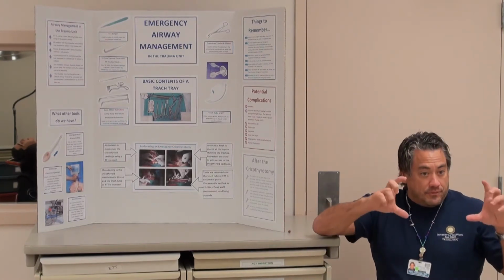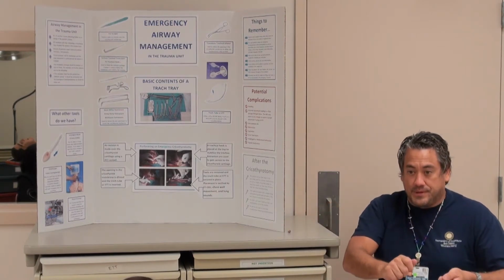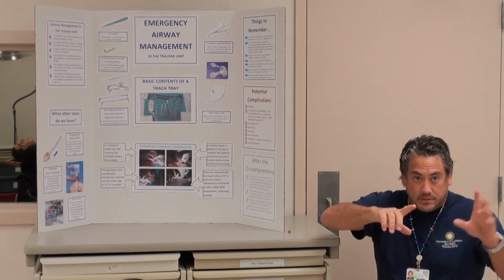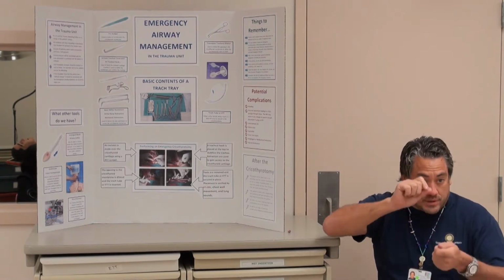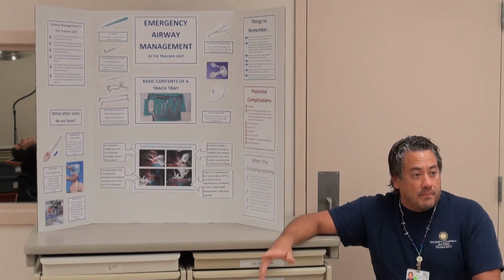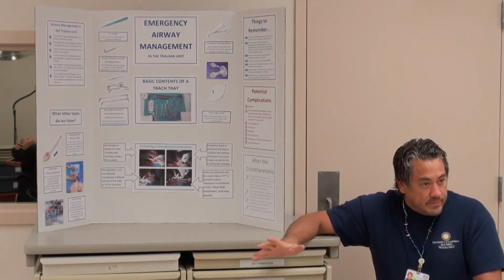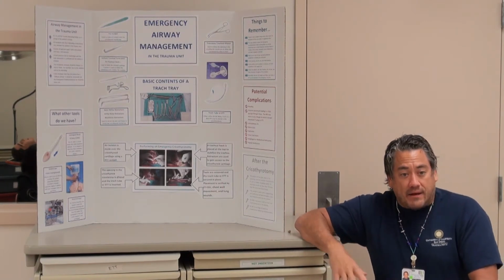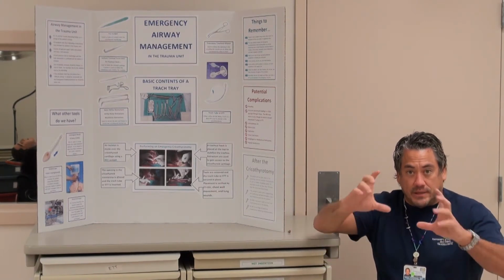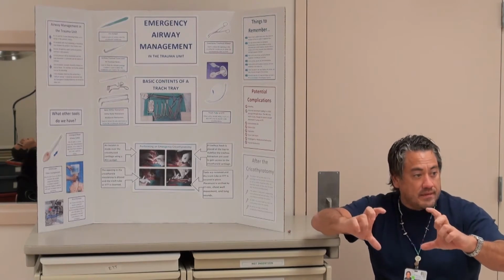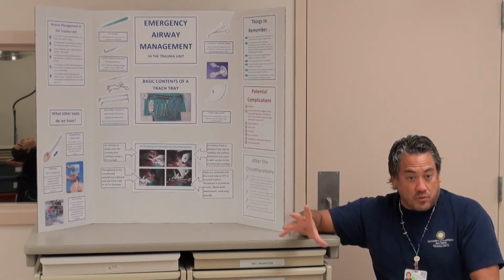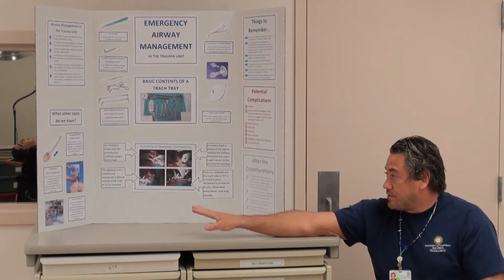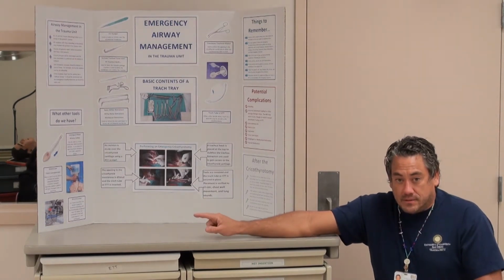What that is, it's like a little video monitor. They put the tube in, and they can actually see on the screen the vocal cords and watch the tube go through. It's especially good if they have weird anatomy, and also if they have a lot of secretions. Apparently it's a lot easier to see the vocal cords and the tube passing through on the screen. So that's another thing you can use if you have a difficult airway.